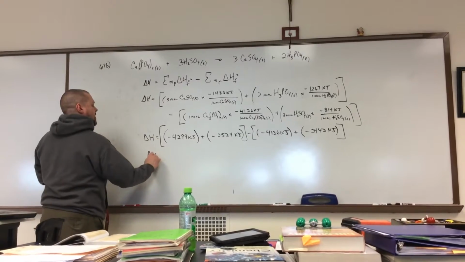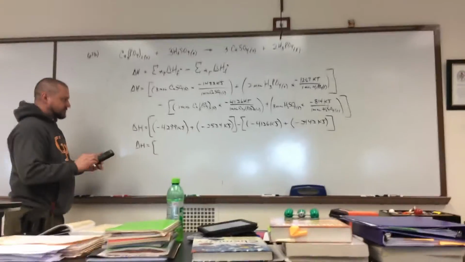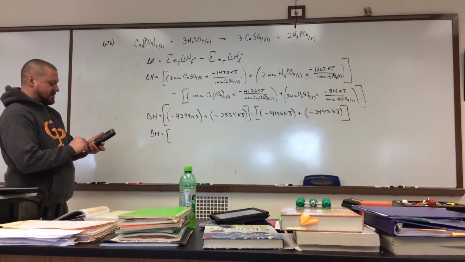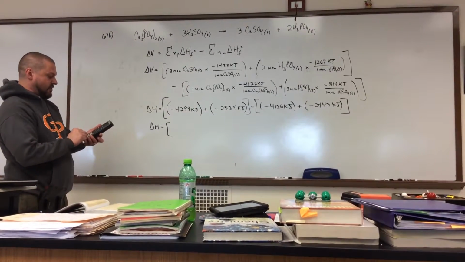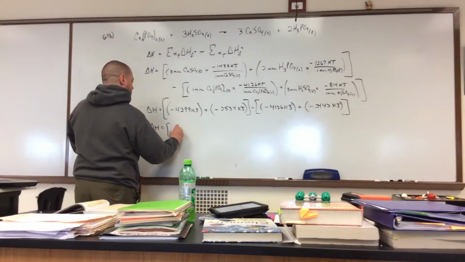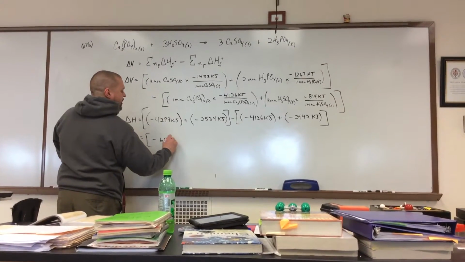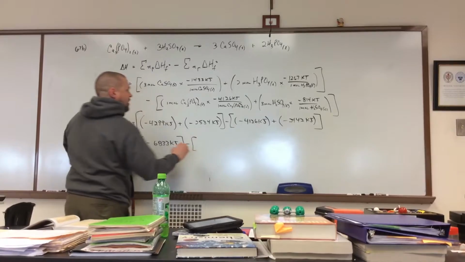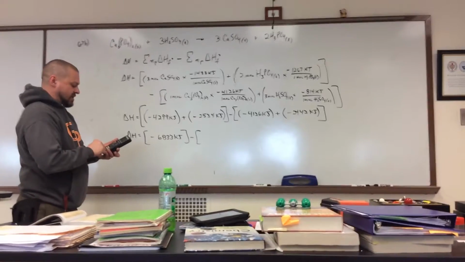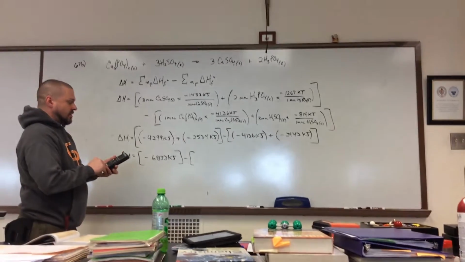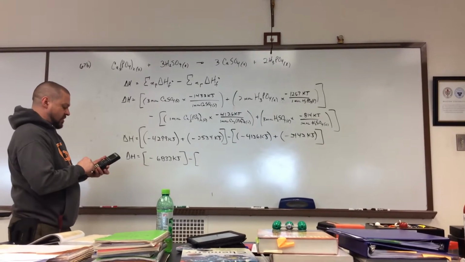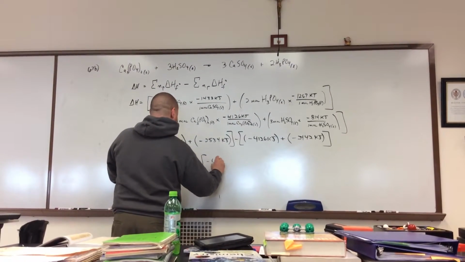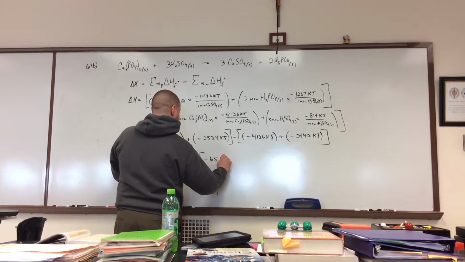And then I'm probably just going to break down my brackets. So negative 4299 minus 2534, and that comes out to be negative 6833 kilojoules. And negative 4126 plus a negative 2442 is negative 6568 kilojoules.